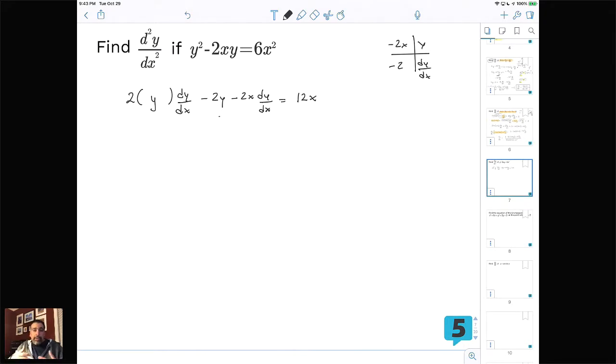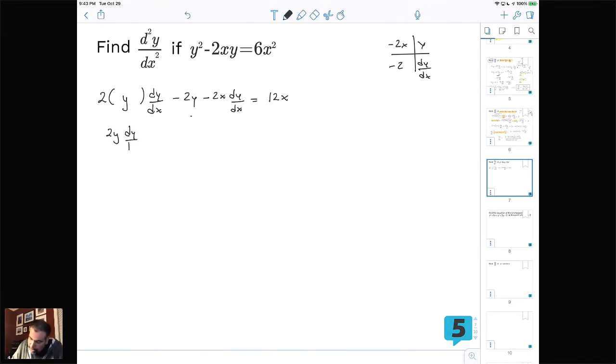Now, again, our job is to isolate the dy over dx. All my dy over dx's are on this left-hand side, so I'm going to keep them where they are. So I'm going to get 2y dy over dx, and then I'm going to get minus 2x dy over dx equals 12x on the other side. And then I'm just going to take a moment and add this 2y to the other side. So I'm going to get 12x plus 2y.